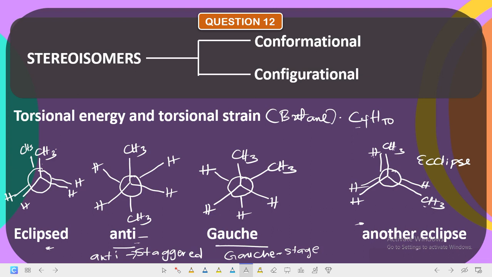In some cases, you may just be given the structure: eclipsed, anti, gauche, and another eclipsed. Which of them do you think will be more stable? The correct answer is the anti. Anti is more stable than the others.